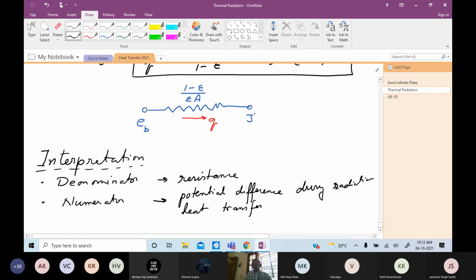What it emits. And why is there a drop? Because there is something called what we call a surface resistance. So this guy, sorry, we call it the surface resistance.